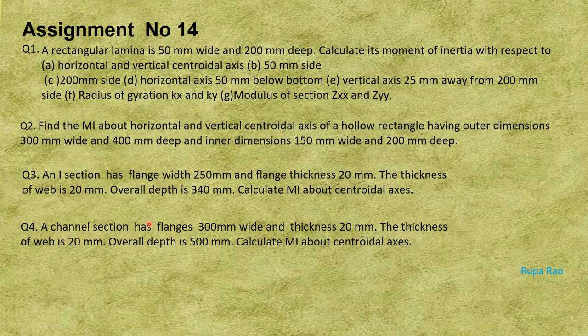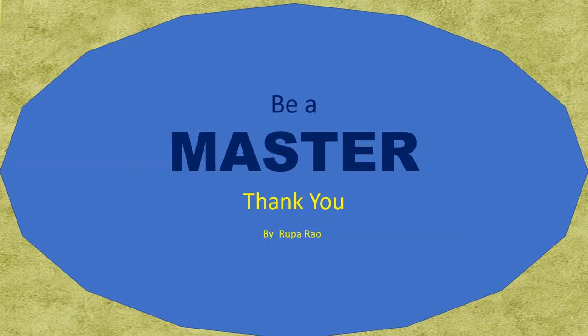Question number 4, a channel section has flanges 300 mm wide and thickness 20 mm. The thickness of the web is 20 mm. Overall depth is 500 mm. Calculate MI about the centroidal axis. Try to solve these problems. They are very similar to the problems which are solved above.